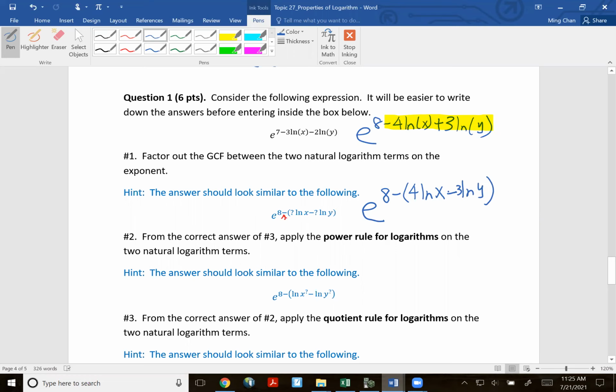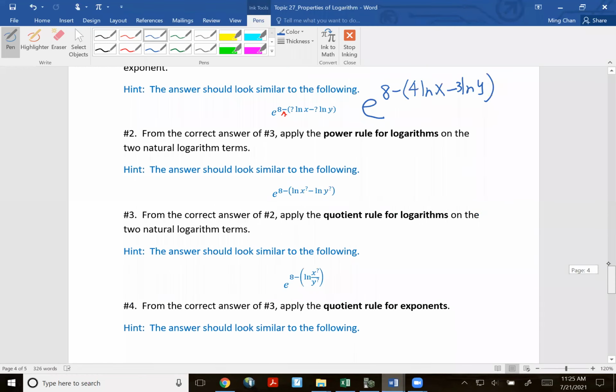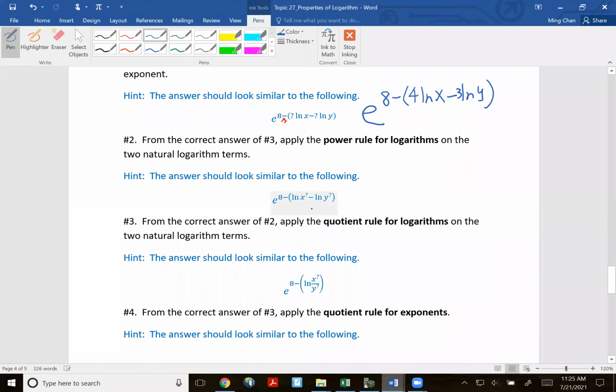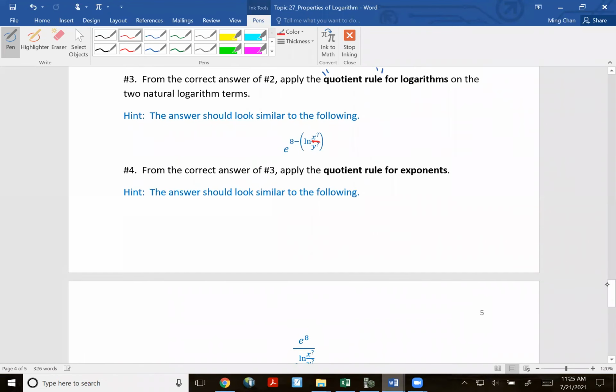Number 2, apply the power rule. Okay, no problem. Apply the power rule. And then number 3, apply the quotient rule for logarithm. This is actually not the quotient rule because this is actually a subtraction. Okay, that subtraction becomes dividing. All right, that's the only biggest difference. So now, once you got this answer in number 3, apply the quotient rule for exponents.